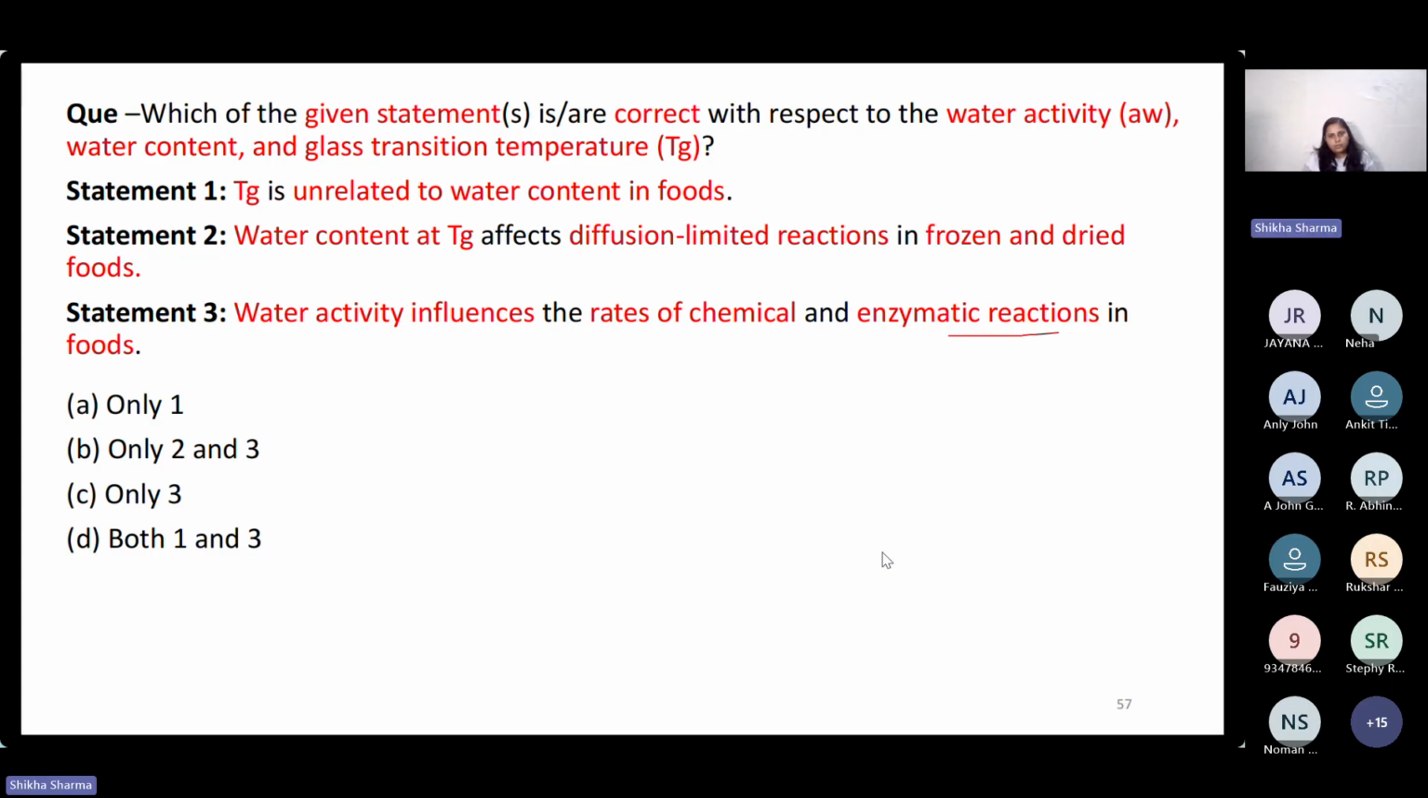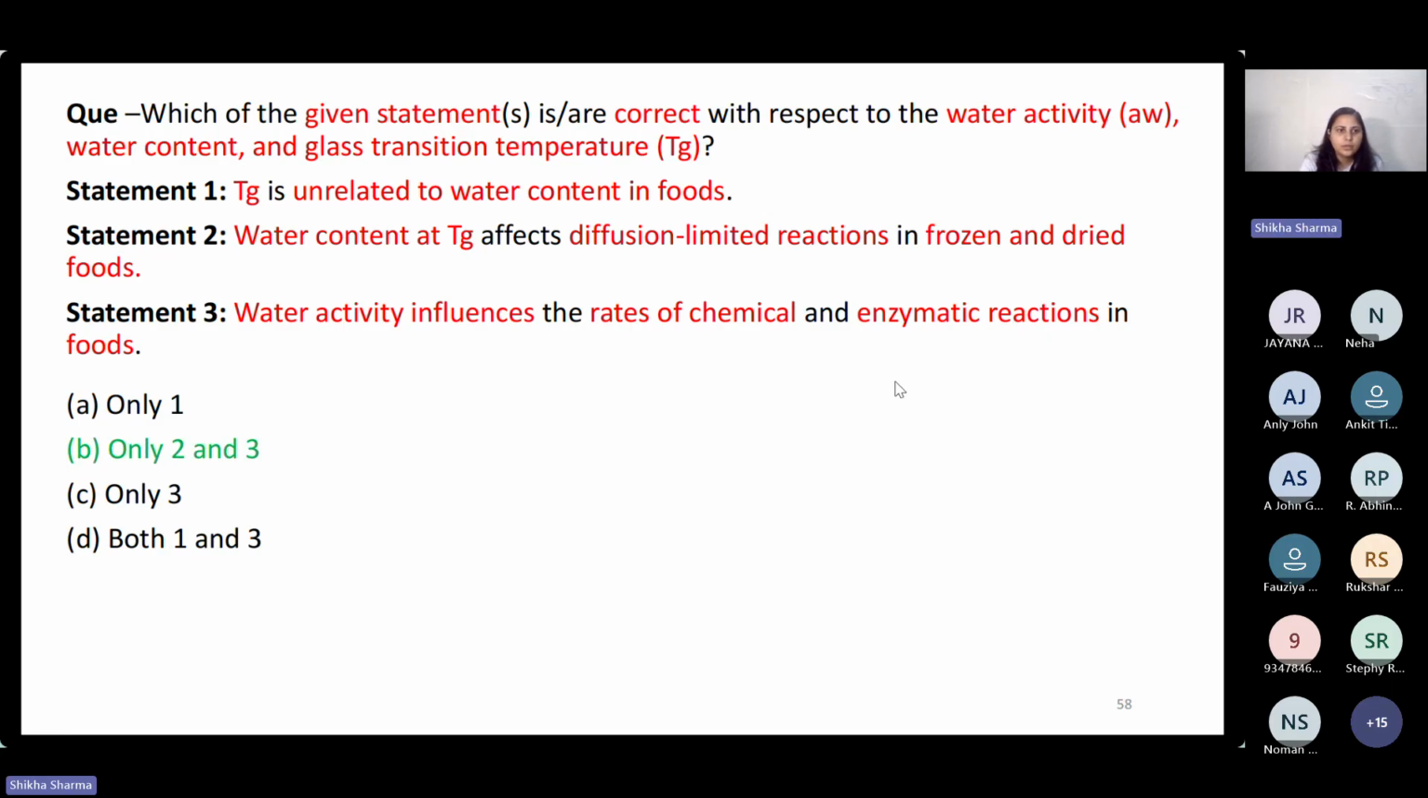Shivaswamy B, Fozia also B, only 2 and 3. Jitendra also. Okay, let's see the answer.